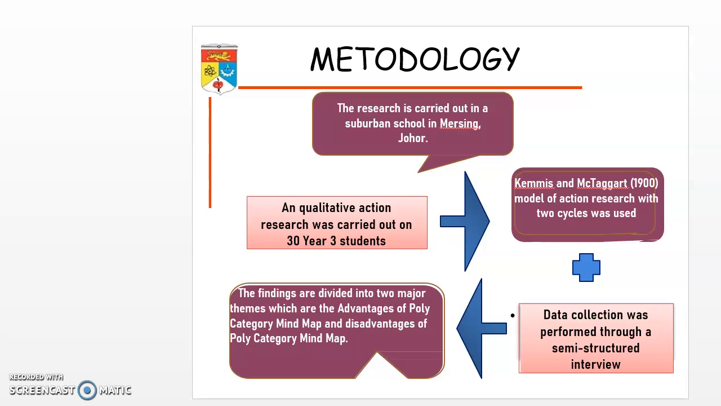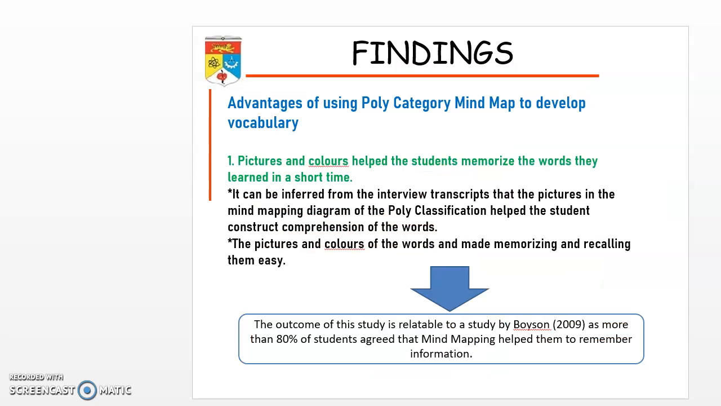So the findings were divided according to two main themes: the advantages of using polycategory mind map and also the disadvantages of using polycategory mind map. So the findings. First, the advantage of using polycategory mind map to develop vocabulary.